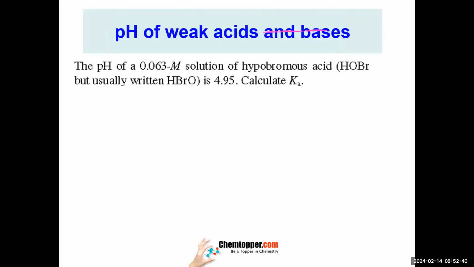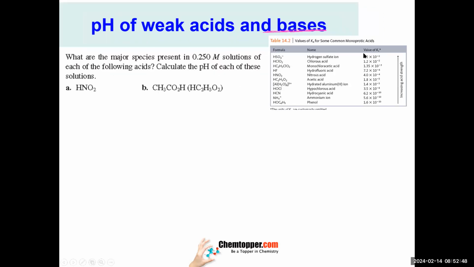See, before these oxo acids, we were doing pH of weak acids and weak bases. We did so many questions. The Ka values are mentioned here. These Ka values are only for weak acids and weak bases, Ka and Kb, not for strong. What is the reason why we don't have Ka and Kb? Sorry, one second. Why don't we have Ka and Kb for strong acids and strong bases? Anyone?